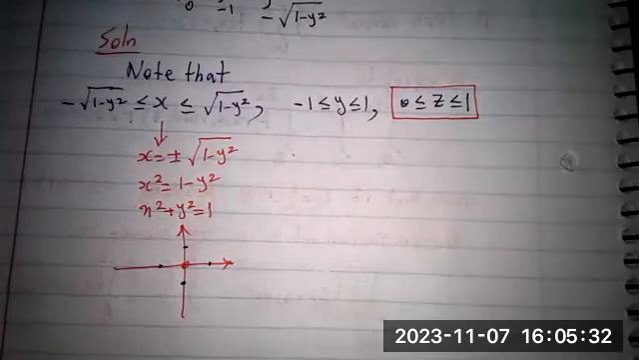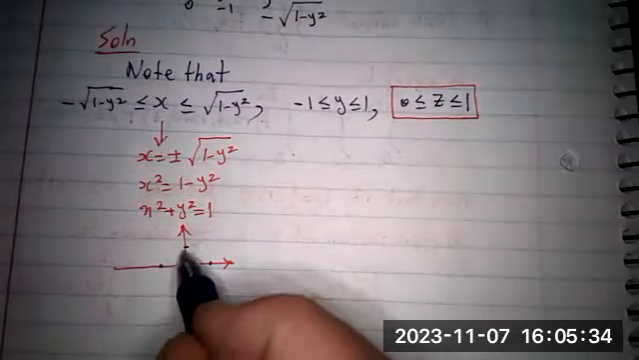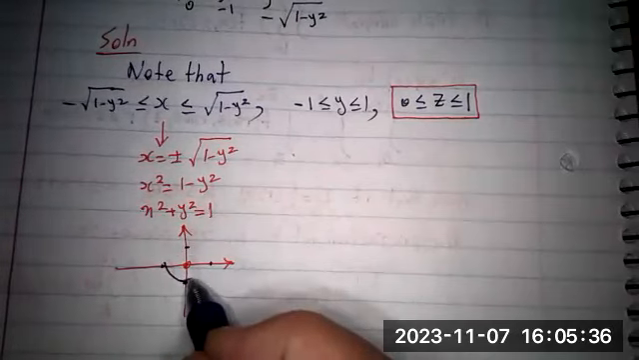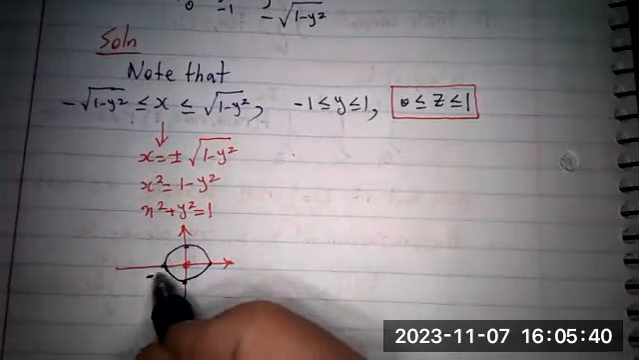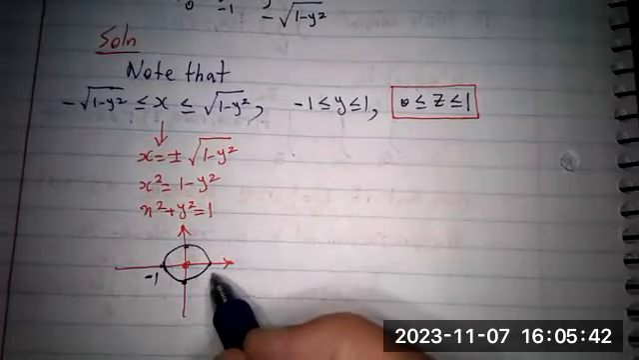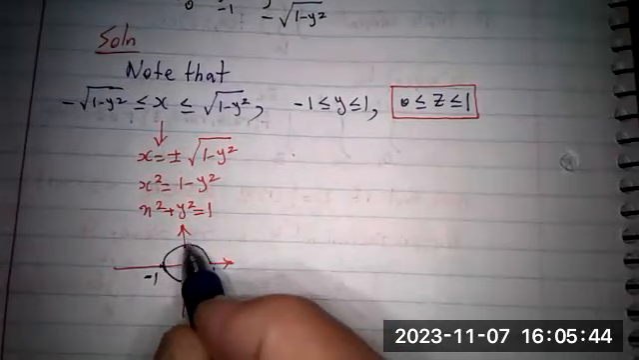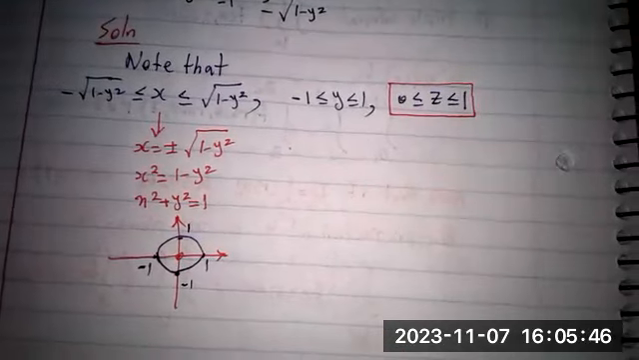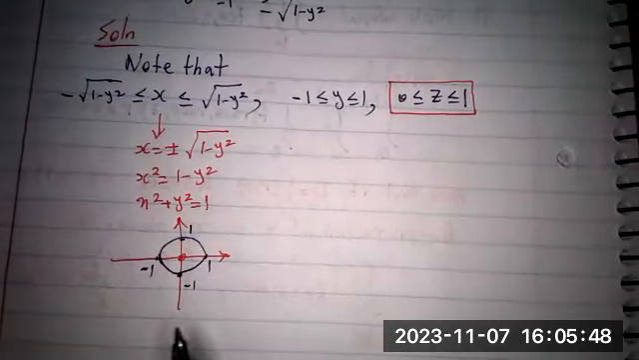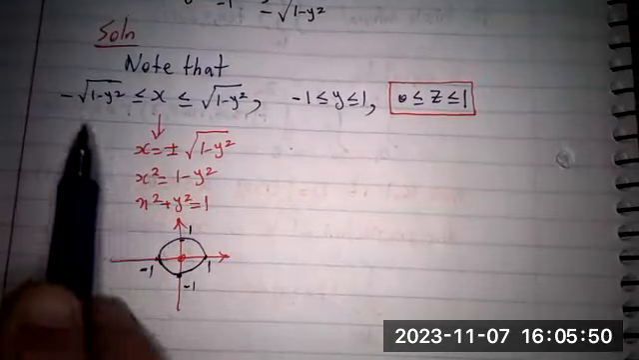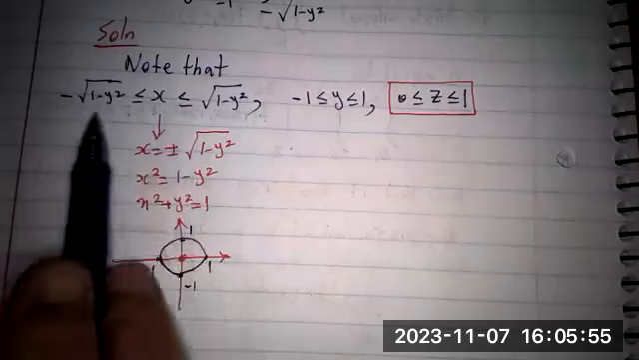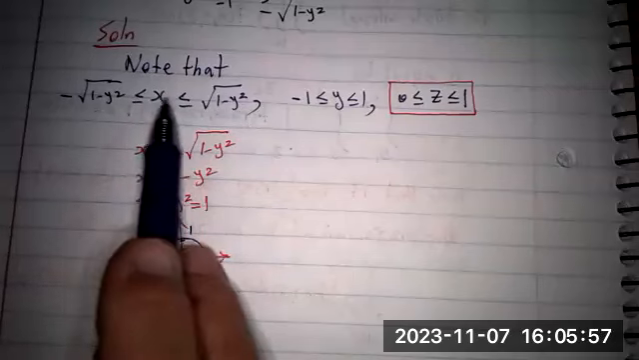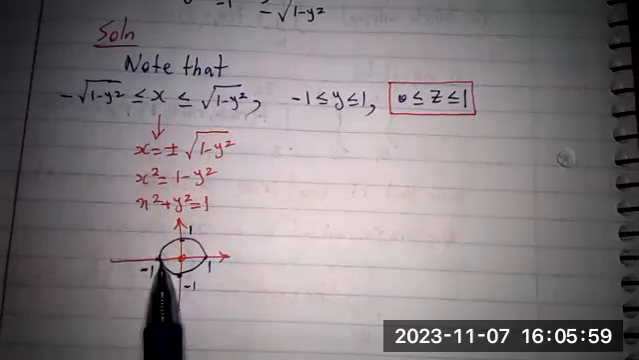This is going to be your circle if you graph it. That's negative 1, and this is 1, and the bottom one is negative 1, and the top is 1. Now you check to see if you have a full circle or a half circle. If your x is between these two, these are going to be semicircles. So with this x, you need all of them.